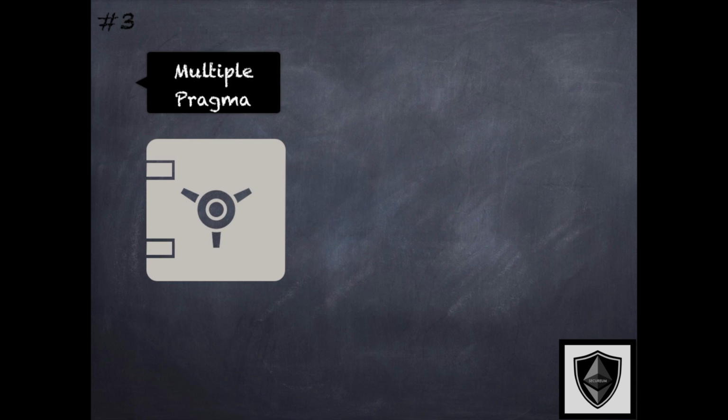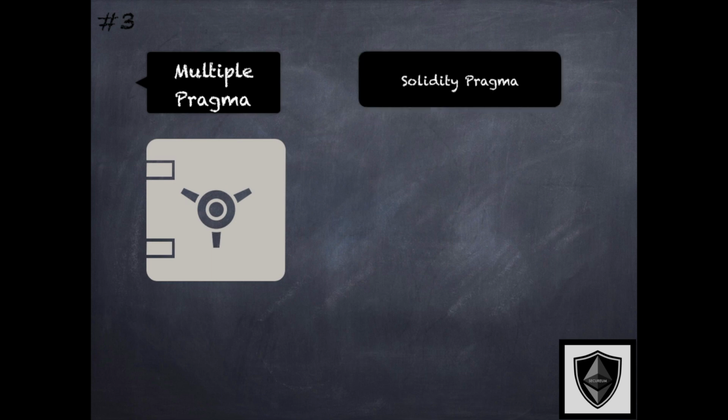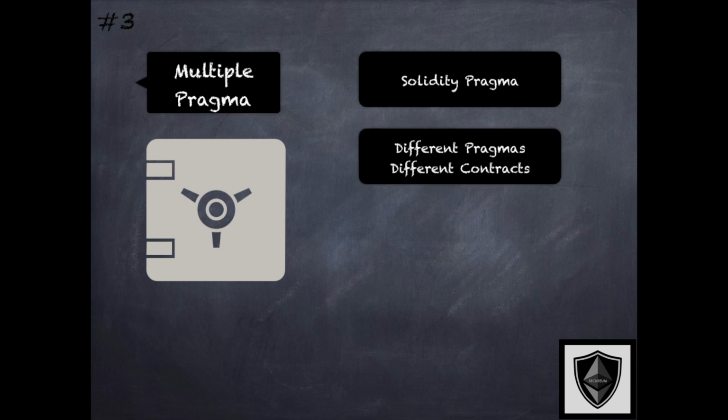Another security aspect related to the use of the Solidity compiler pragma in contracts is the use of different pragmas across different contracts. Recall that the pragma applies only to the contract where it is used. So if there are multiple contracts used within a single project, then each one of them could have a different pragma specifying a different compiler version.